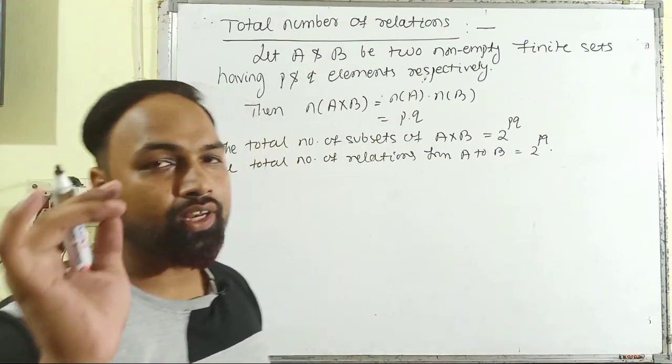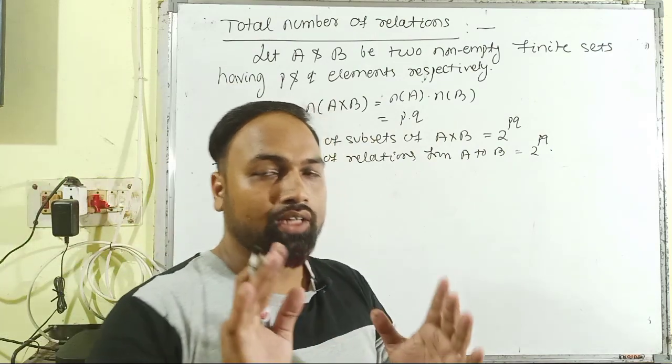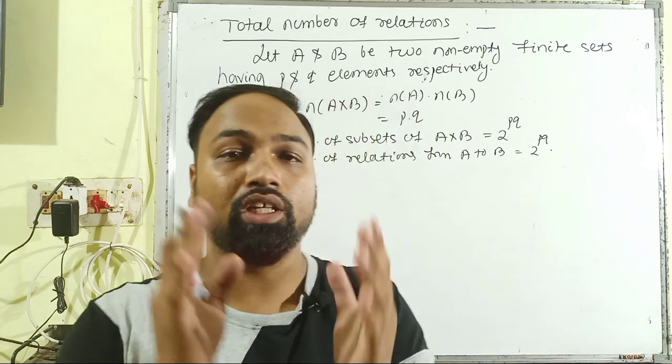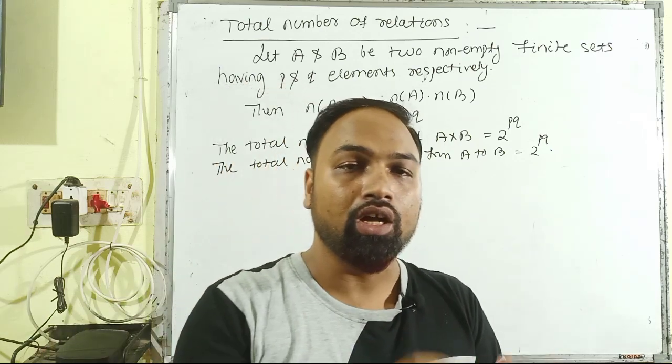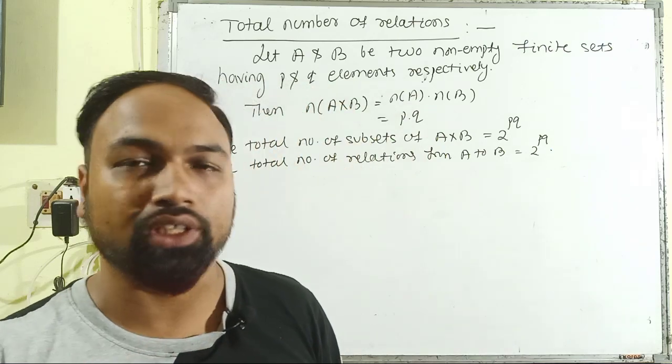Then moving towards the very important last section of this current video session, and that is the total number of relations in between two sets. What is the total number of relations that can be found or evaluated in between two sets A and B?